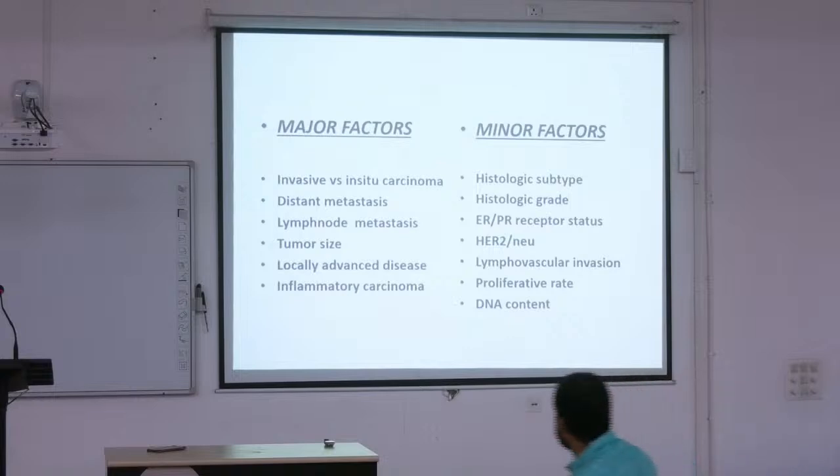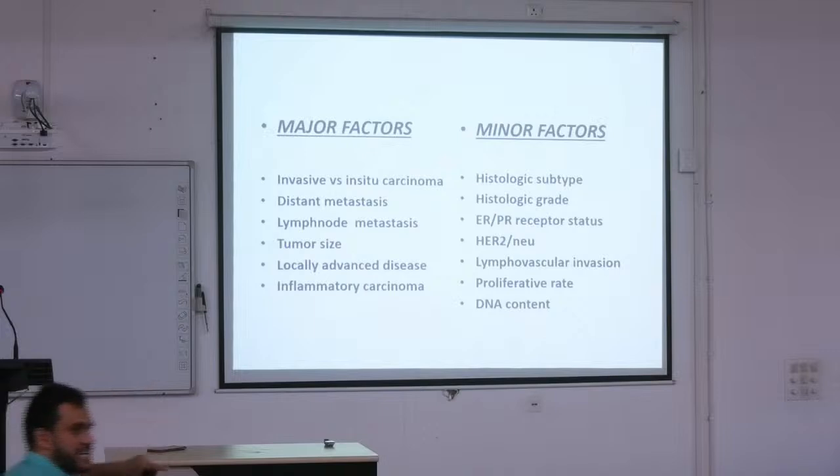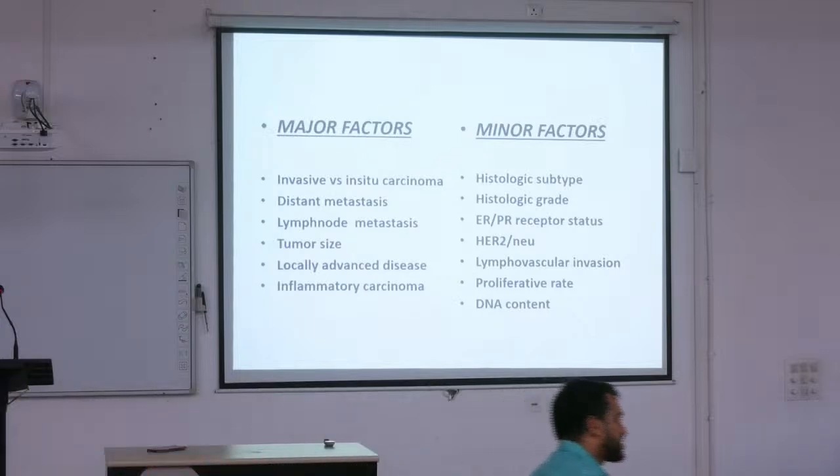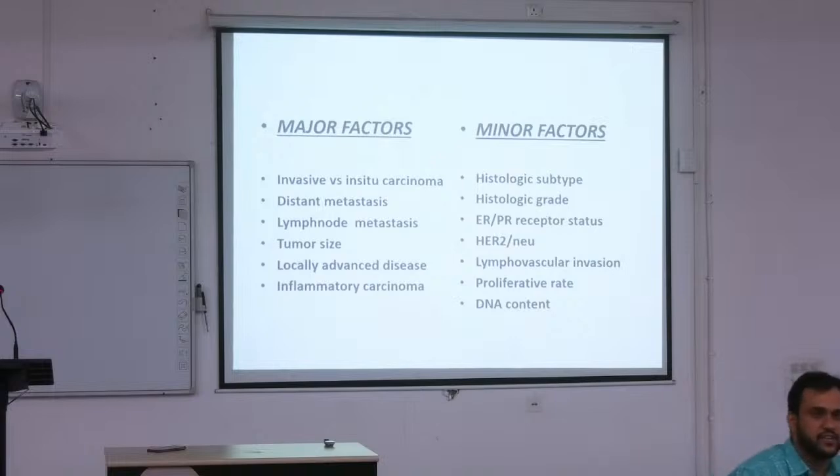Then comes the minor factors. Histologic subtype. NST generally has a bad prognosis as compared to others. Medullary carcinoma has a poor prognosis. Histologic grade, grade 1, grade 2, grade 3. Grade 1 versus grade 2 versus grade 3, which one has better prognosis? Grade 1 has better prognosis, grade 3 has the poorest prognosis. And what do you do to look for the grade? What is the grading system called?